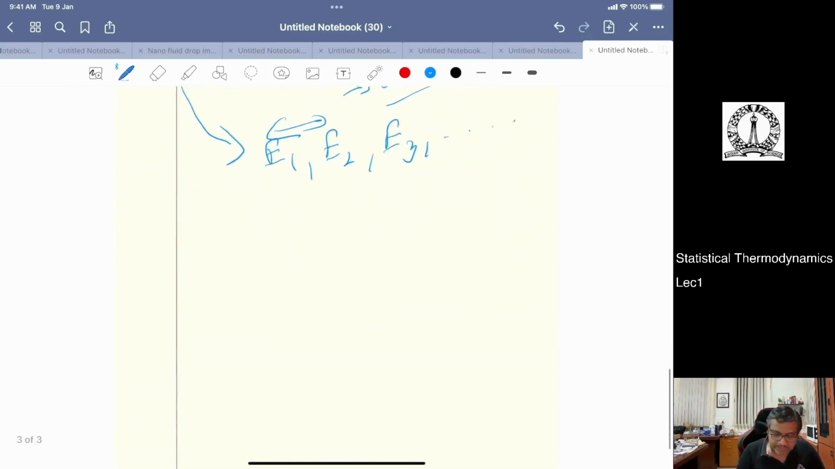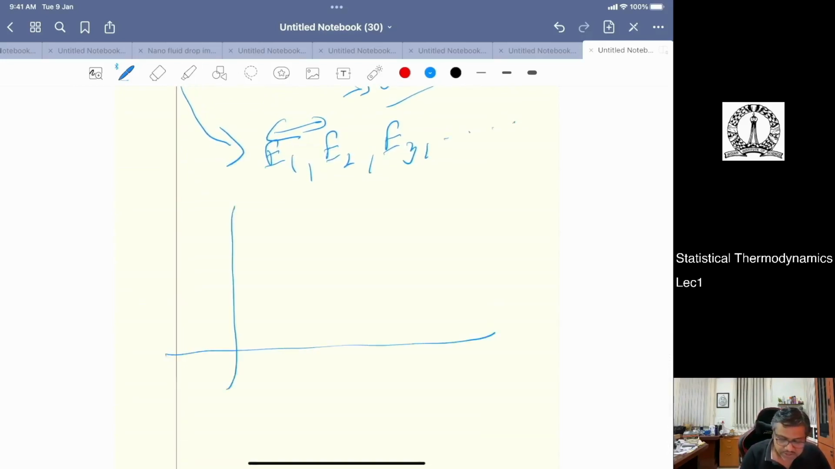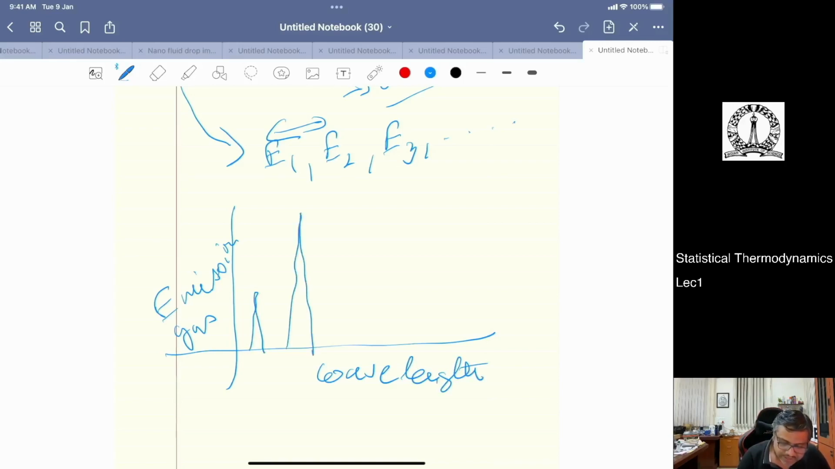Based on this, if you plot the spectrum, say you take an emission signature from a gas, and this is the wavelength, you are basically monitoring how this energy actually varies. You will find that the spectrum is composed of lines like that.